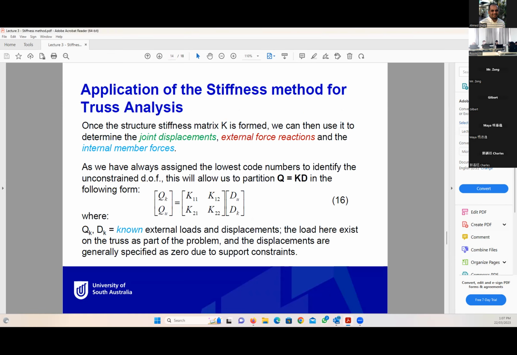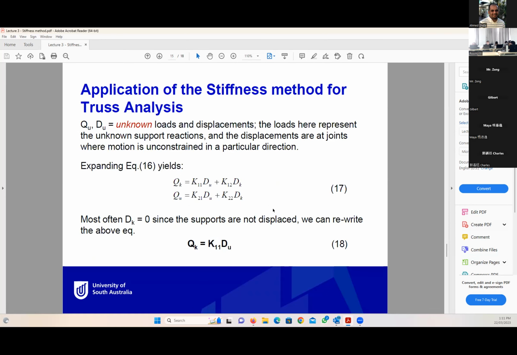Okay, so to continue, QU and DU are the unknowns, so U is the abbreviation for unknown loads and displacements. The loads here represent the unknown support reactions. So QU is the unknown support reaction, DU is the unknown displacement at joints.